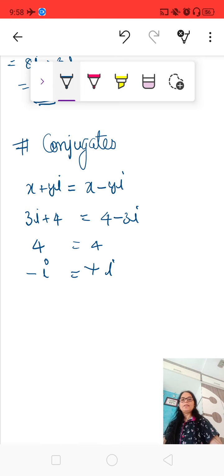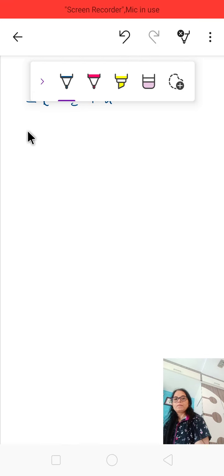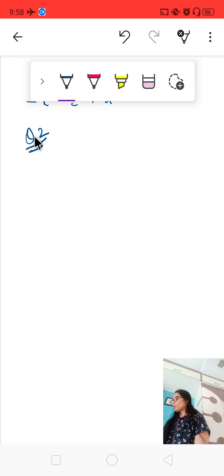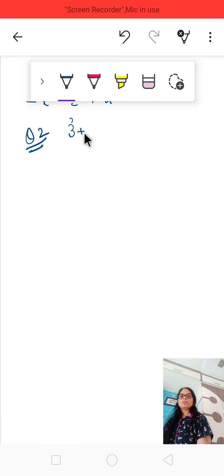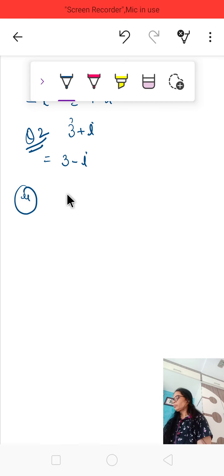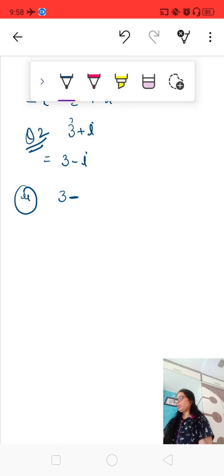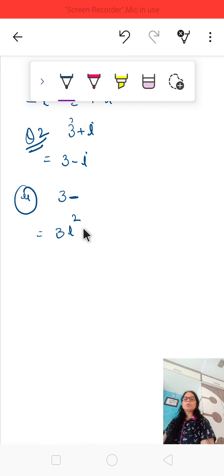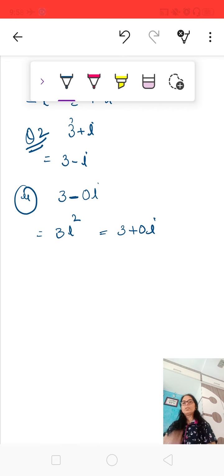So your question number second is, write the conjugate of the following. 3 plus i. What is the conjugate of this one? 3 minus i. Second one, 3 minus they have written only. So you can make it like this, 3i². So no conjugate for this one, it will remain as it is because the imaginary part is not there. Or you can write 3 plus 0i. It will not make any difference because 0 is there, so it will remain the number 3 only. So we don't need to write this either.